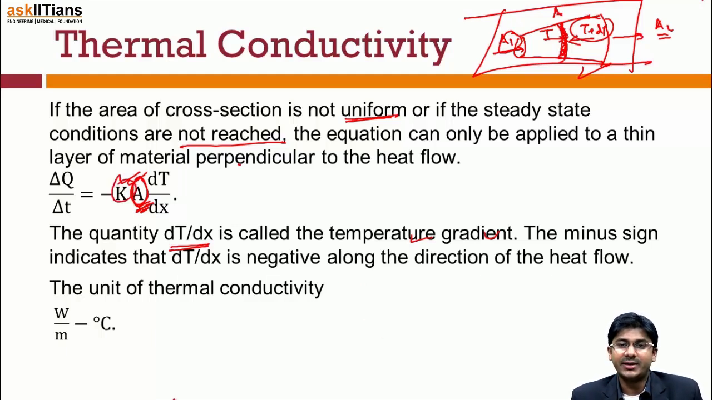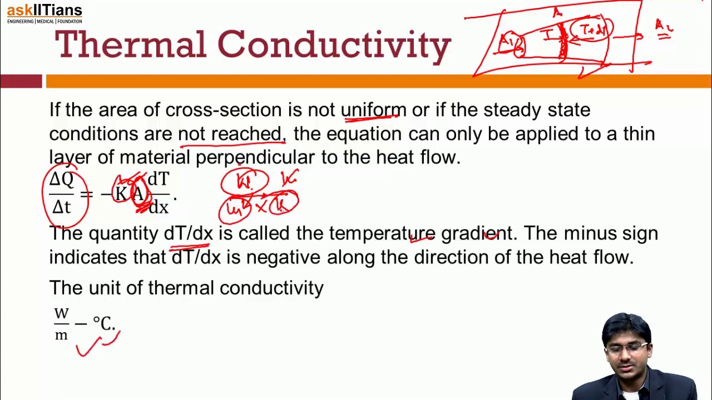What is delta Q by delta T? It is the rate of heat flow. What is that? Power. Power means watt. Okay, its unit is watt. Watt by area. Area is meter square. dT is Kelvin into dx is meter. So meter gets cancelled. So it's watt per meter per Kelvin or degree Celsius.